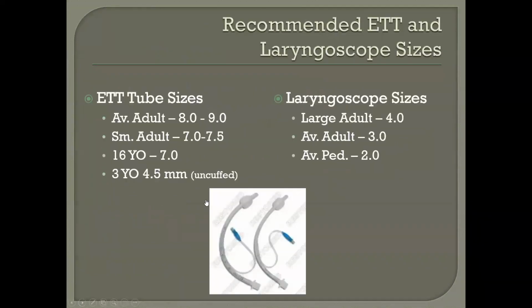Different size tubes. So really, for most adults, 8.5, 9 is pretty much it. They do go as high as 10. I've never intubated a patient with a 10 nor seen them with one, but certainly seen some 9s. Most commonly for adults, 8, 8.5, and for a small adult, female adult, 7.5. And then you can kind of see where you graduate down from that.